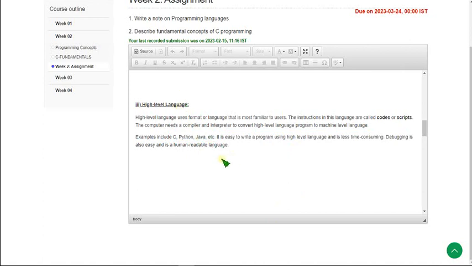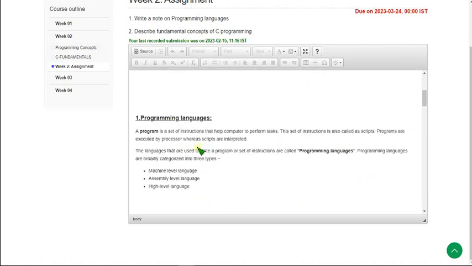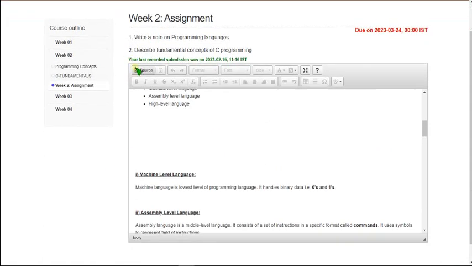In all these programming languages we use English letters. It is easy to write a program using a high-level language and it takes less time. Debugging is also easy. It is a human understandable, human readable language. So this is all for the first question. And what is the second one? Describe fundamental concepts of C programming.